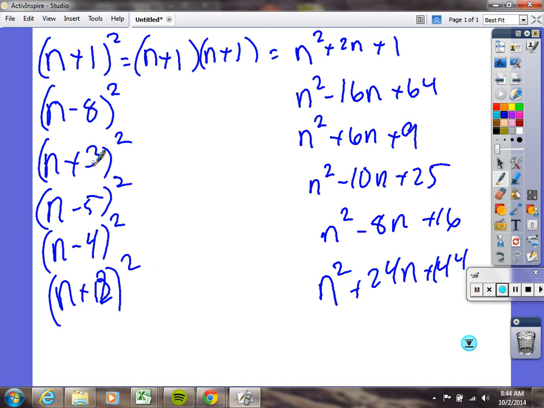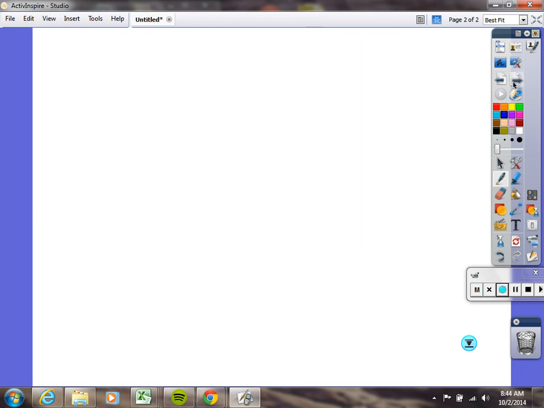Okay? This is called a perfect square trinomial. This is called a binomial squared. Notice it's the same thing as a binomial times itself, right? A binomial squared will always go into a perfect square trinomial. Okay, so question. What if I write this? What goes there?